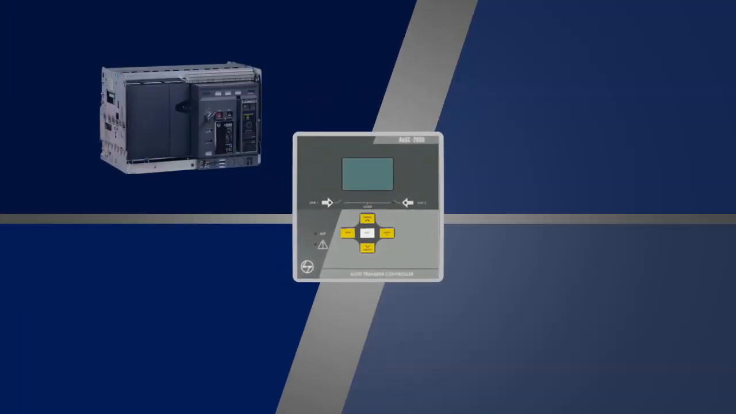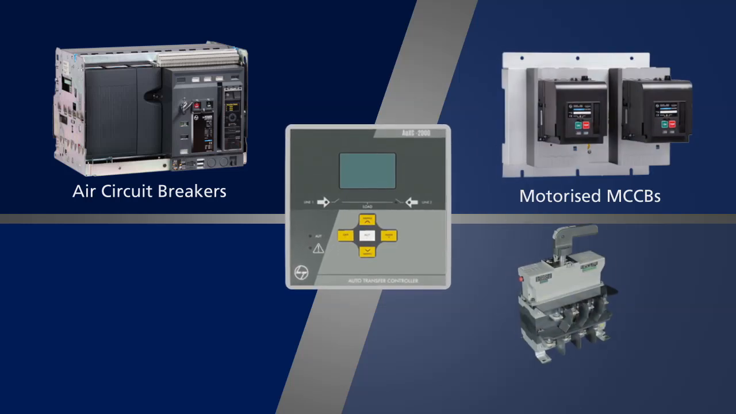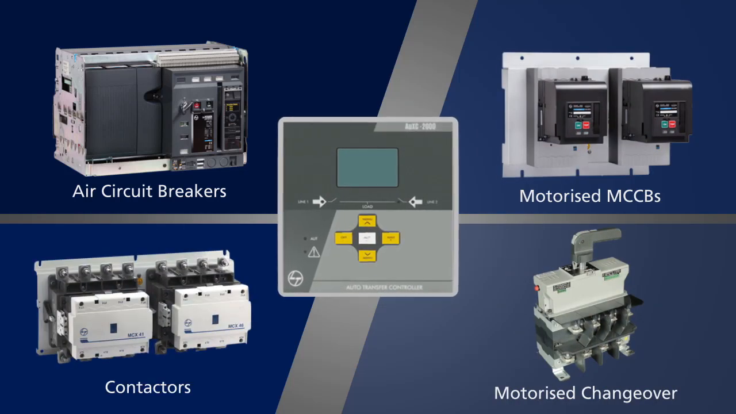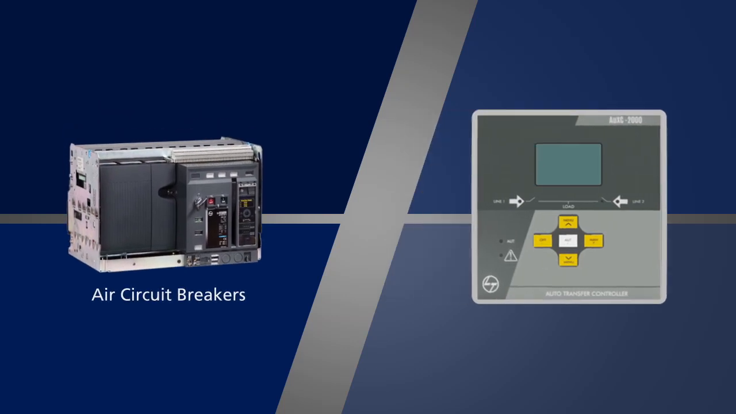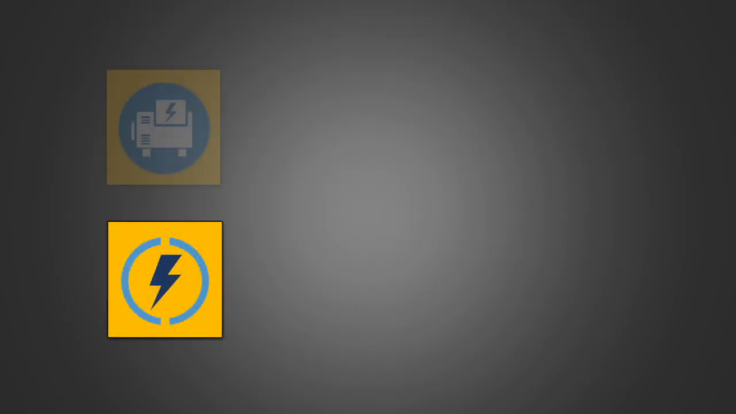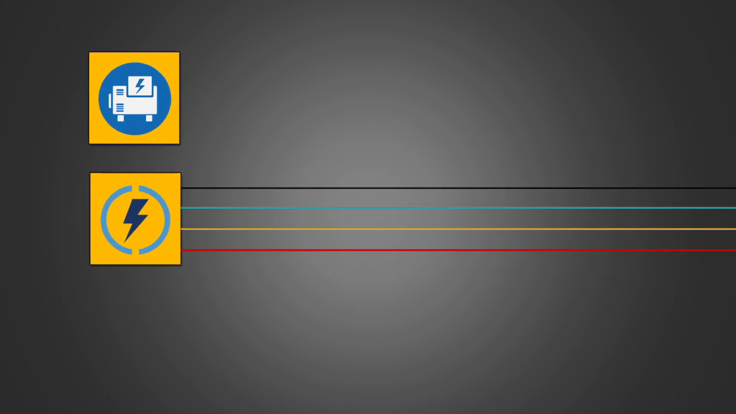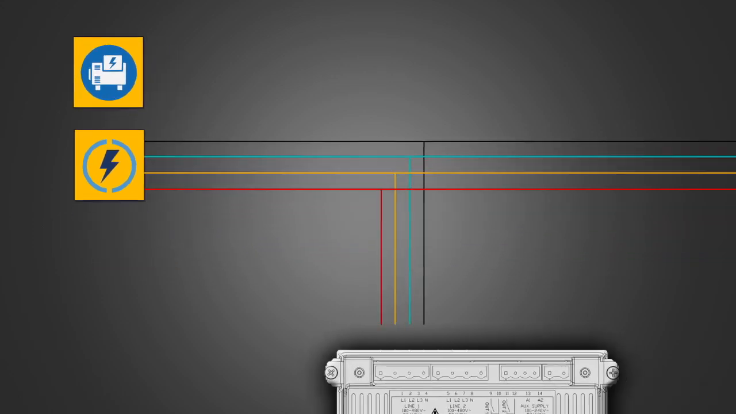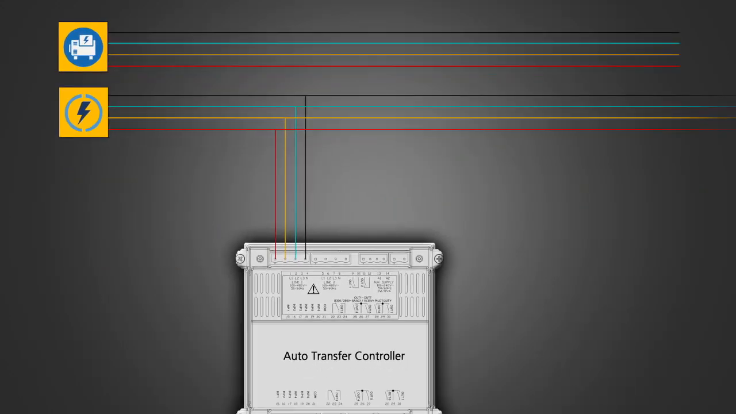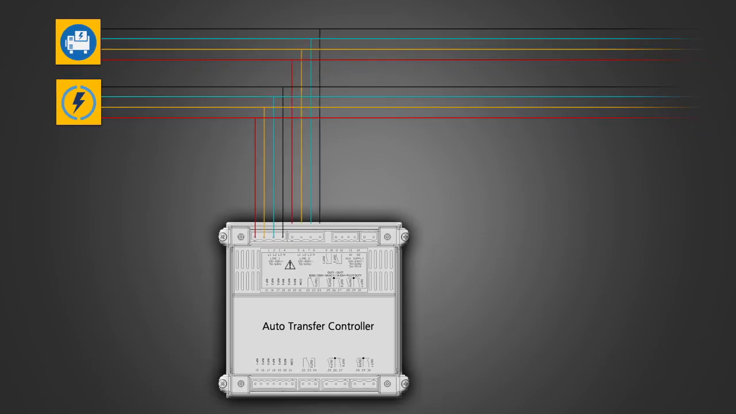Let us see the connection and programming for AUXC2000 Auto Transfer Controller, or ATC, with air circuit breakers, or ACBs. These are the two power supply sources. Line 1 is coming from utility and is also the priority line. Line 2 is the backup supply coming from the generator.